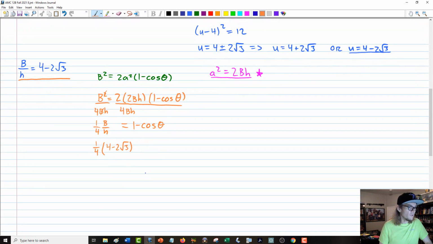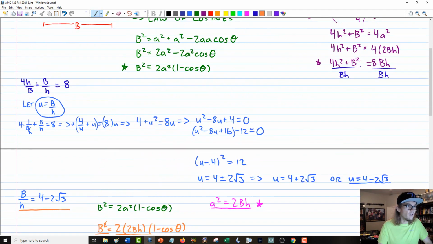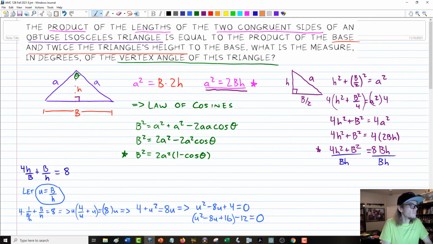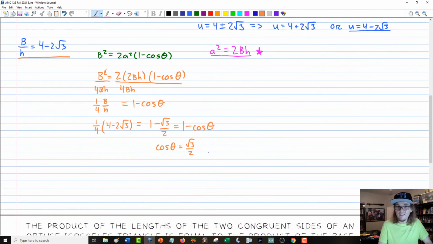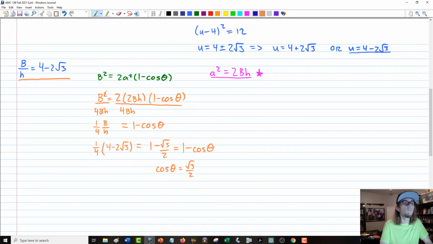I'll point out that that value is going to be equal to 1 minus root 3 over 2, and that's going to be equal to 1 minus the cosine of theta. Now, if I set these equal, you can tell pretty fast that cosine of theta is going to be equal to root 3 over 2. But there's a problem with this. This doesn't work because, if you'll recall, we are looking for an obtuse angle, and that's not going to happen when cosine is positive. ASTC says the second quadrant is going to be negative cosine. So what that means is that we chose poorly. Unfortunately, this was not the solution.